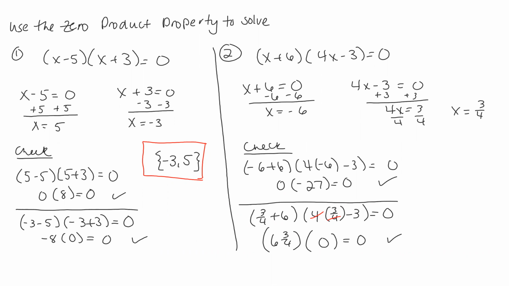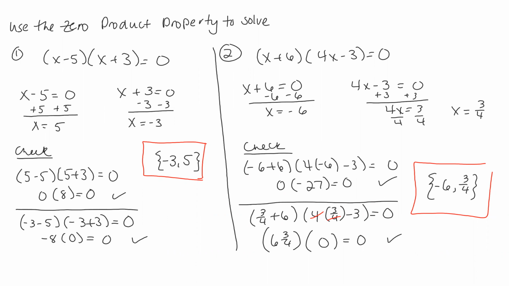So both solutions really do work. We checked them. And our final answer is going to be -6 and 3/4. And there you have it. So that is how you would solve something that truly is quadratic using the zero product property. Now, it doesn't have to be quadratic. It just so happens in this case, both of these would have been quadratic equations if they were multiplied all the way out. But I wanted you to see how to apply the zero product property all on its own.